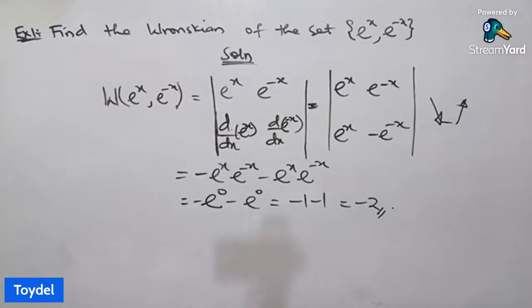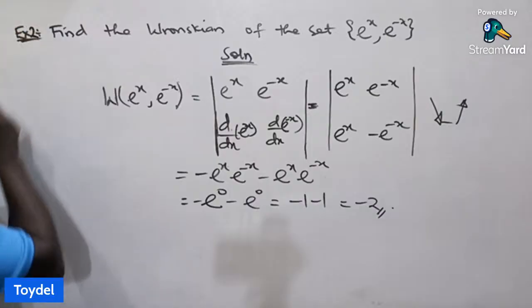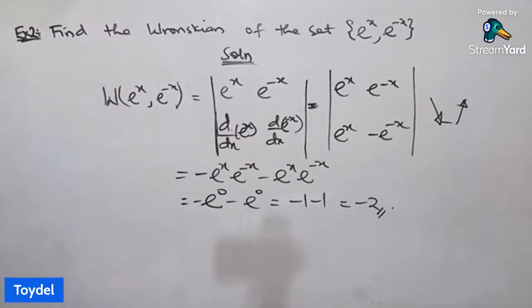So in this case now, the Wronskian of this set was found to be minus 2. Since it is non-zero for at least one point in that interval of interest, the set is said to be linearly independent. That is that about that.